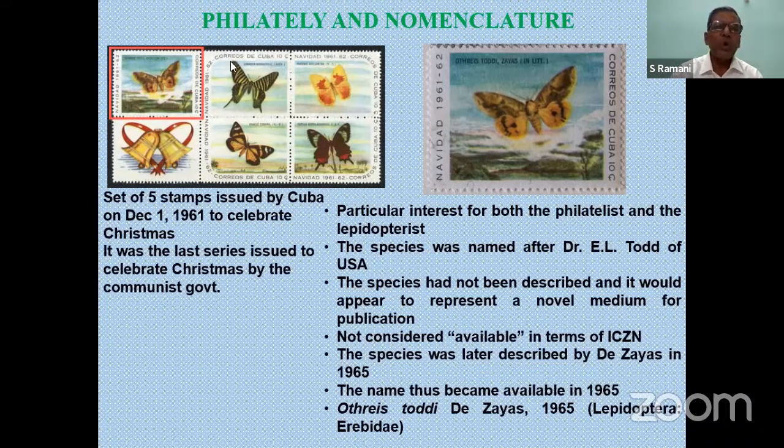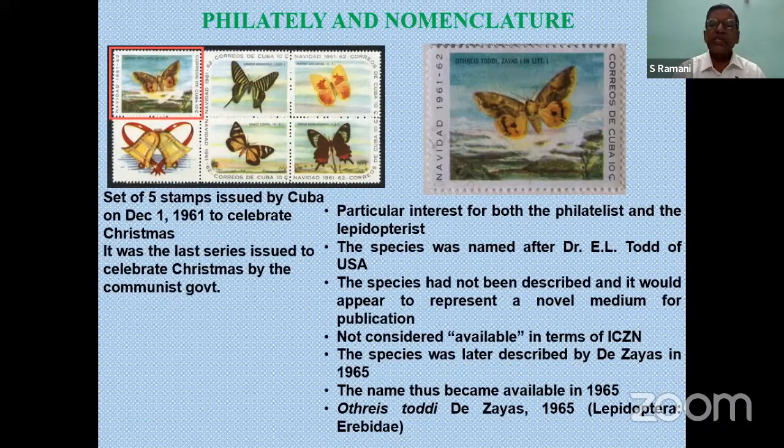This particular issue of four stamps that came out from Cuba in 1961 was to celebrate Christmas. And it was the last series issued by the communist government to celebrate Christmas. Cuba, you know, is a communist government. But this particular stamp, which you see at the left corner, which is enlarged here, is of great interest both for the philatelist as well as the lepidopterist.